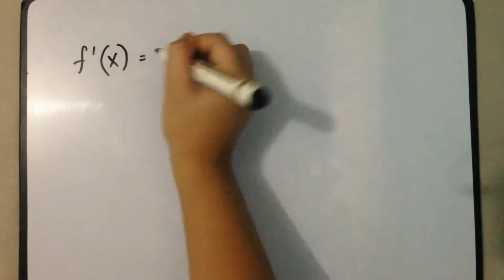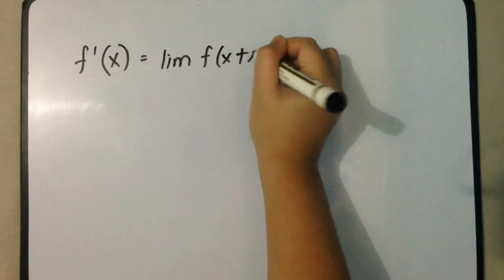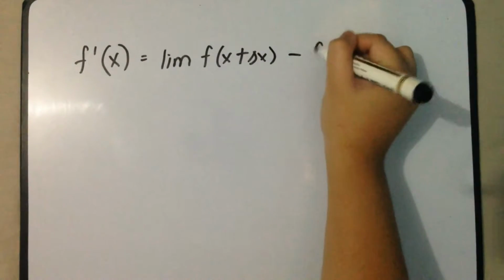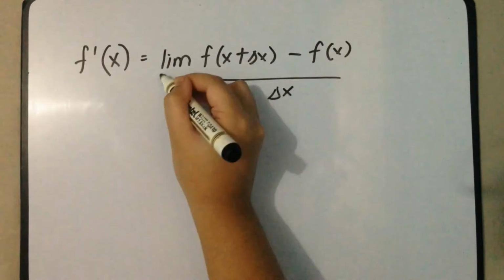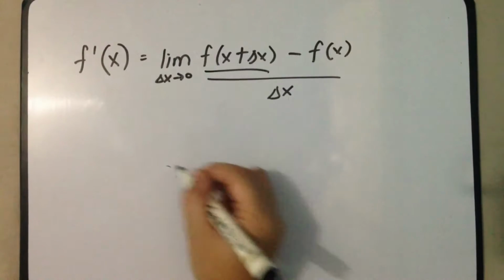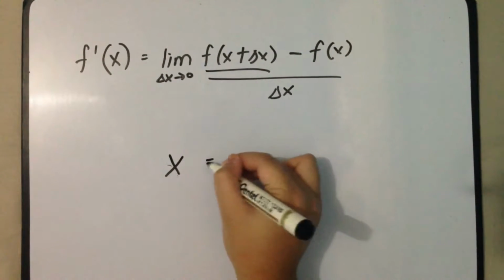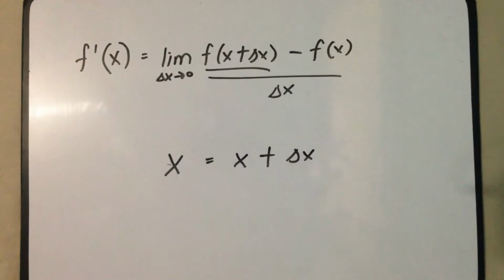So the alternative definition of derivatives is defined as f prime of x is equal to the limit of f of x plus delta x minus f of x over delta x as delta x approaches 0. So in this part, it just means that for every x, you have to replace it with x plus delta x. To further explain this, I'm gonna show you guys some examples.